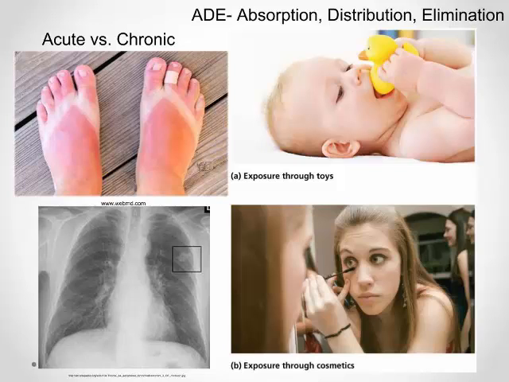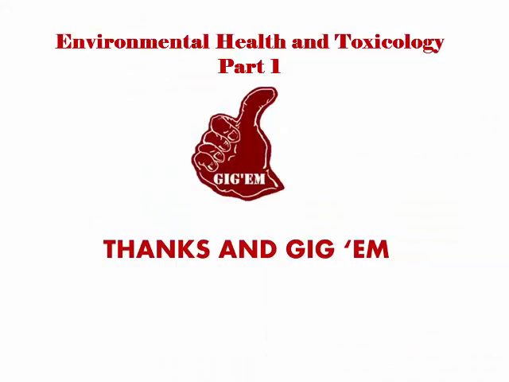We can be exposed to a compound through inhalation, ingestion, or absorption. Of the three methods, ingestion and inhalation are the most common routes of exposure. That concludes the mini lecture on environmental health and hazards.